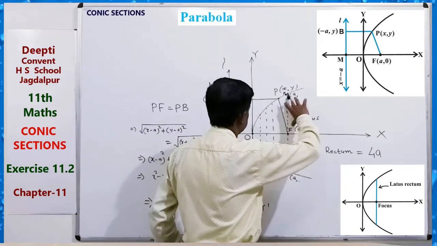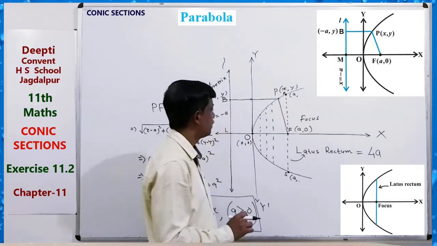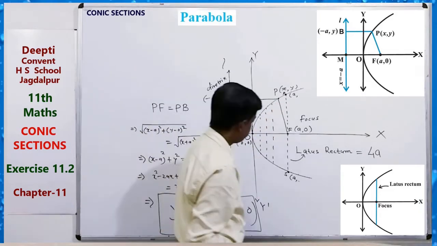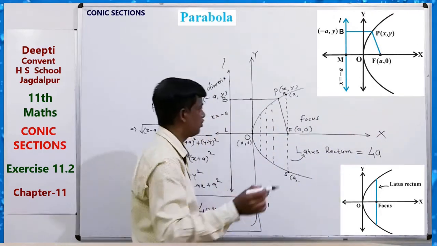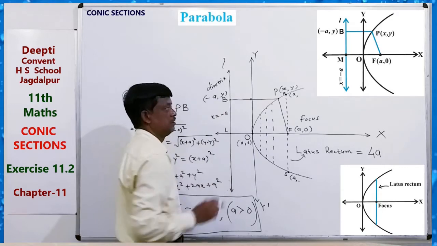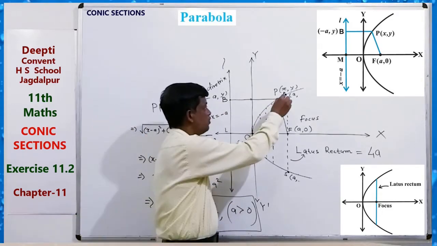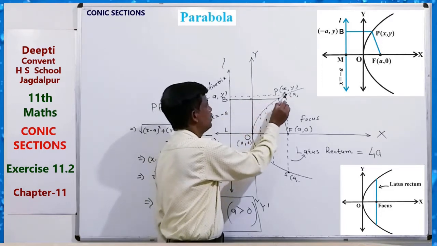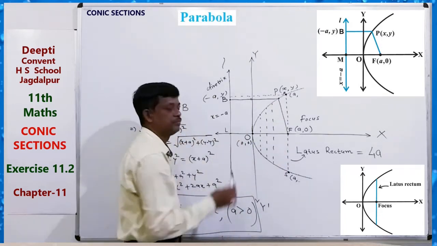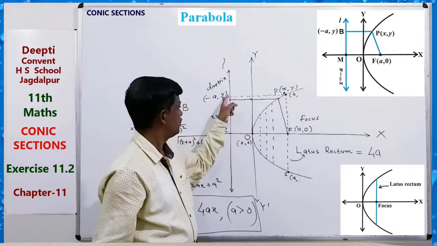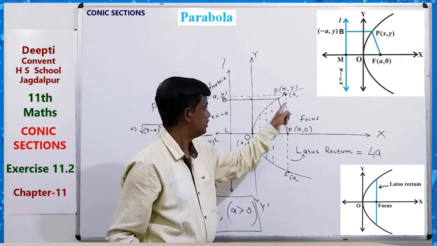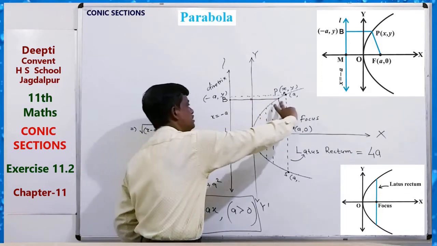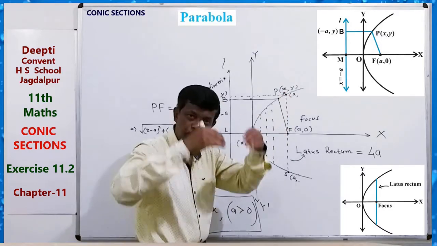Y coordinate, because here if we draw from this point a perpendicular to this line, then this distance will be just equal to this one. As per the definition of the parabola, this distance and this distance will be the same, because this point is on the parabola.